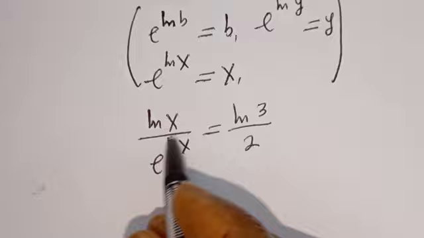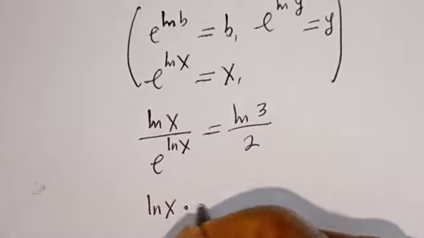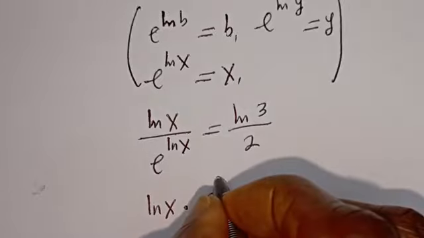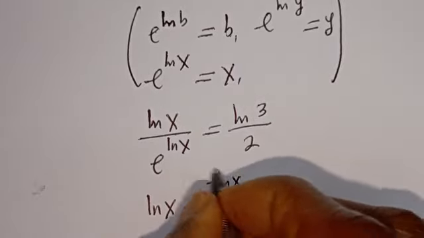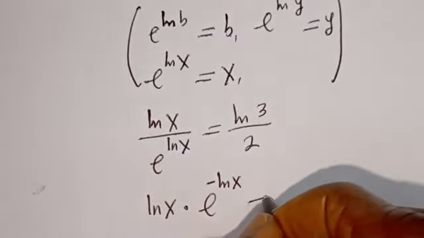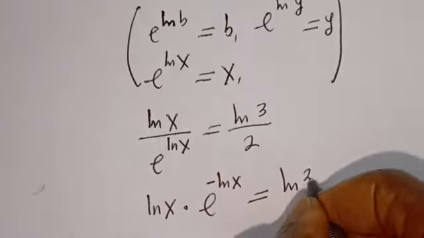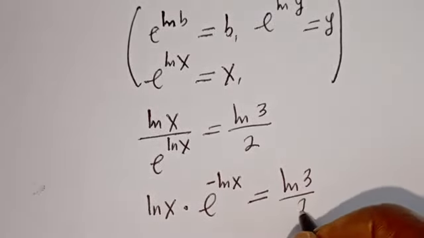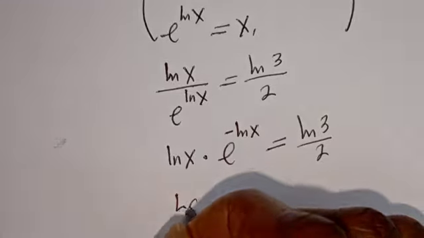Then this can be written as ln of x multiplied by e to the power of minus ln of x, according to the law of indices, is equal to ln of 3 divided by 2. Then at this point, let us apply the Lambert W function.